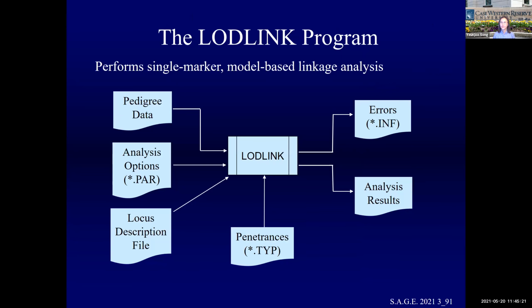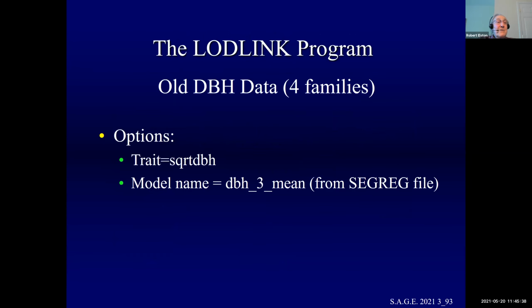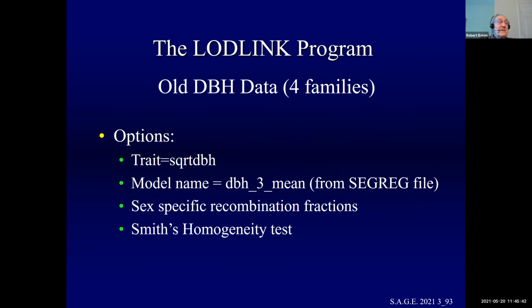Well, we're going to look at square root DBH because we happen to know something about this, and we're going to take it, model name DBH3 mean, from a SEGREG file. We're going to take that from there, and we're going to say we want sex-specific recombination fractions. That's what it says there, but I don't think we do in the output. I think it says they're not sex-specific, as I recall.